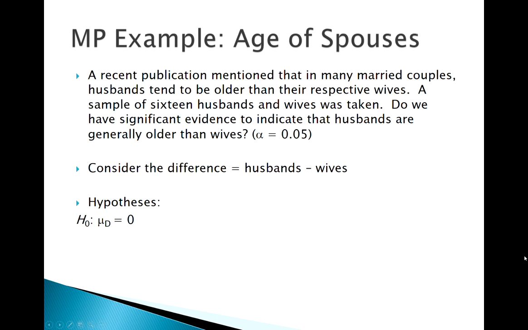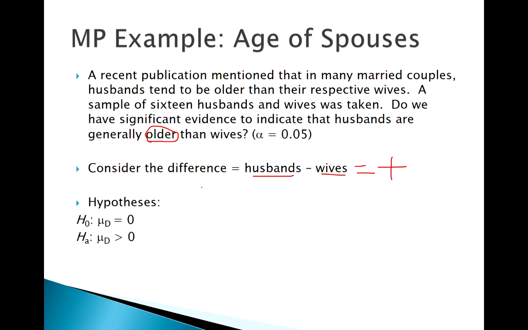Now here's where we really have to be careful with matched pairs when setting up our hypotheses. Remember, the effect we're looking for is husbands older than their wives. So think about how we defined our differences: husband's age minus wife's age. If our effect was present, if husbands were actually older than their wives, these numbers would be bigger than these numbers, so we would see a bunch of positive differences. So I would set up my alternative hypothesis as a right-tailed test. I'm looking for positive differences on average.